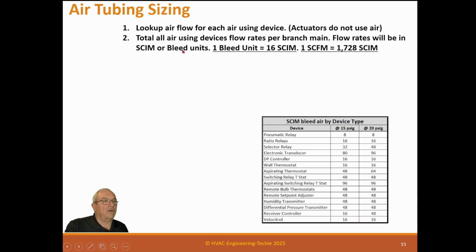So total all air-using devices, flow rates per branch main. Flow rates will be in skims or bleed units. One bleed unit equals 16 skims. One skim equals 1 CFM; standard CFM equals 1,728 skims. So skims, pretty small measurement, but it's really important that you figure out everything that uses air.